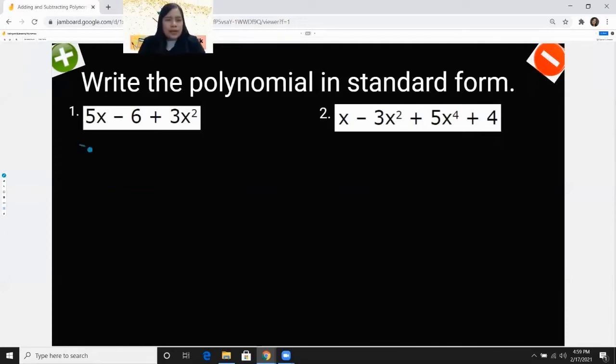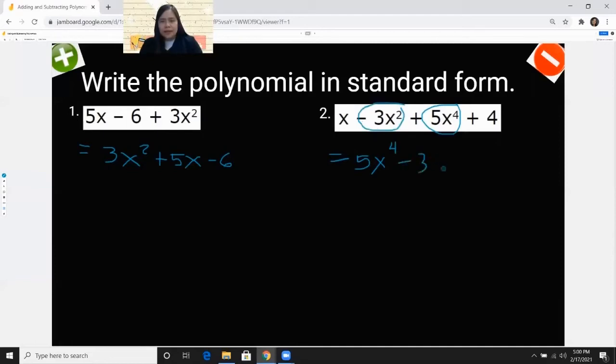So in here, since the highest degree is x squared, we'll have positive 3x squared, followed by 5x, and then minus 6. There you go. Second degree, first degree, and constant. That is how we write it in standard form. Next one, the highest degree here is 5x to the 4th power. So we write 5x to the 4th first, followed by the second degree, which is negative 3x squared.